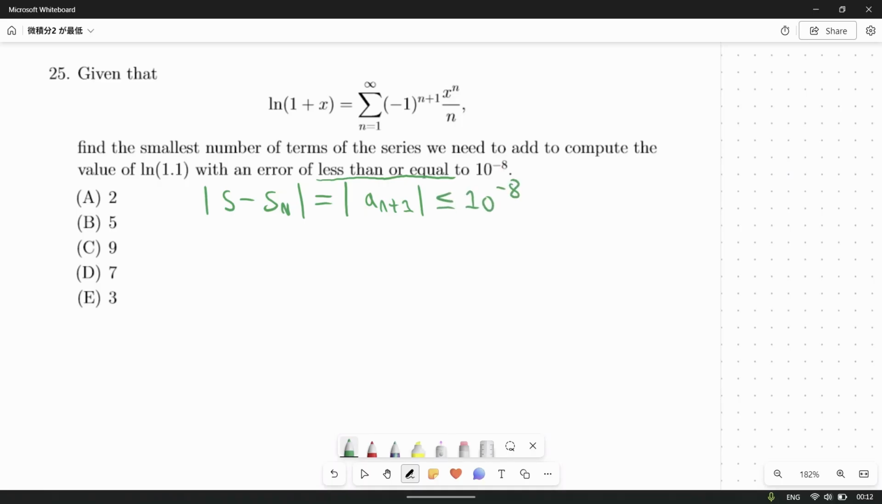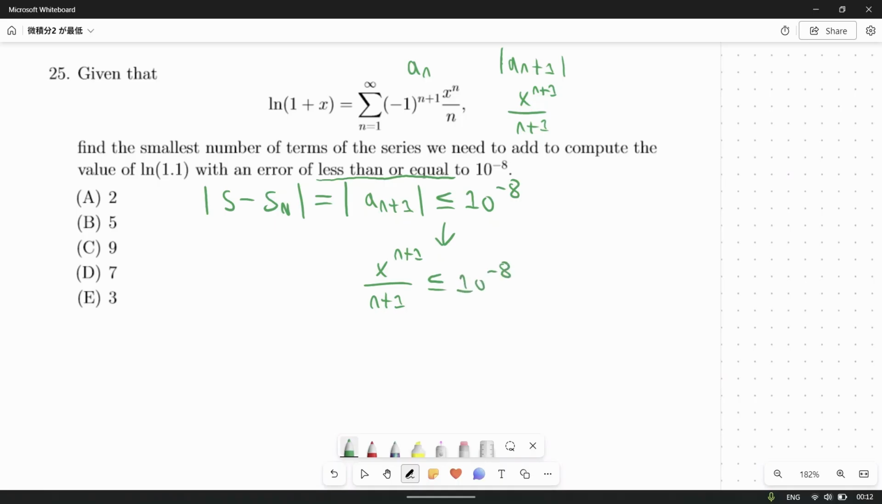And so from here, the next step is just to come up with a term for a sub n plus 1. To start, I'm going to denote our original series as just a sub n. And then from here, you can deduce that the absolute value of a sub n plus 1 would just end up being x to the n plus 1 over n plus 1. And having it in an absolute value allows us to eliminate this negative 1 thing in our computation. And so then this expression is going to turn into x to the n plus 1 over n plus 1 is going to be less than or equal to 10 to the negative 8.